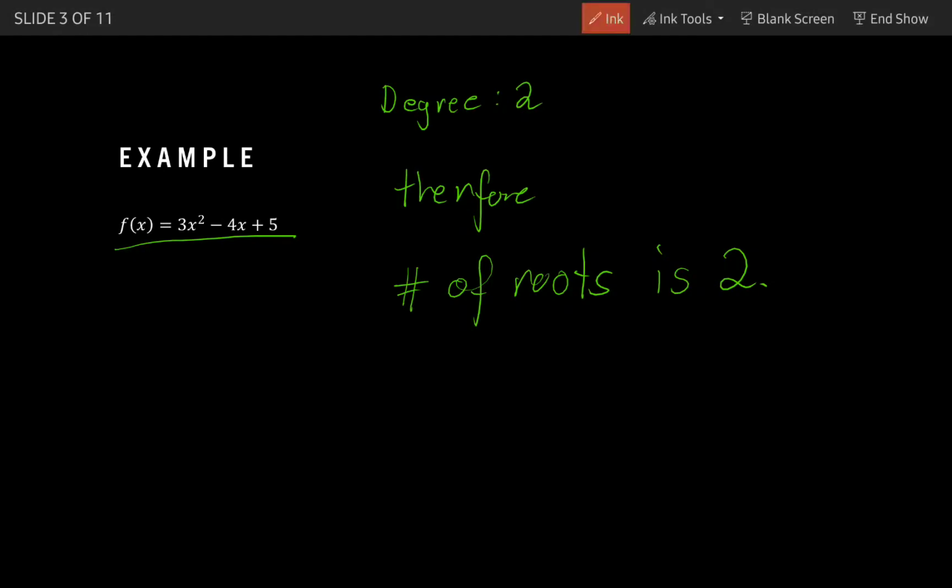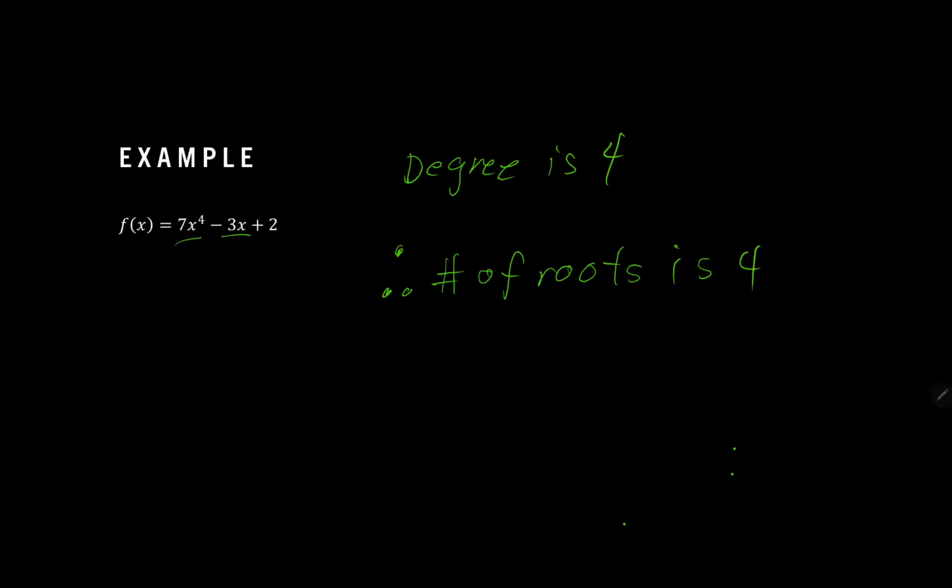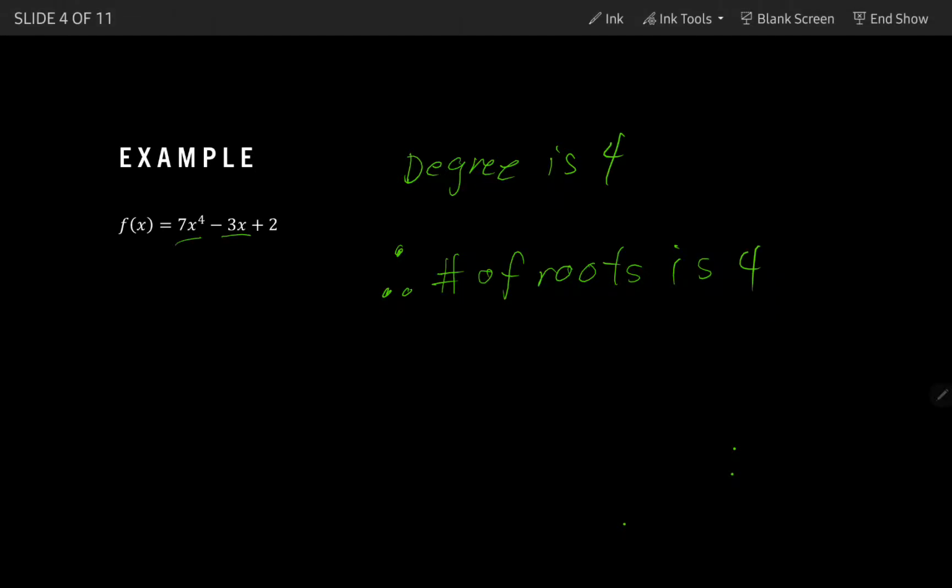Let me have now the next one. So f of x equal to 7x to the 4th minus 3x plus 2. Now looking at the variables, there are x to the 4th and x. So therefore the degree is 4. Therefore, the number of roots is 4. I think we're good with that.